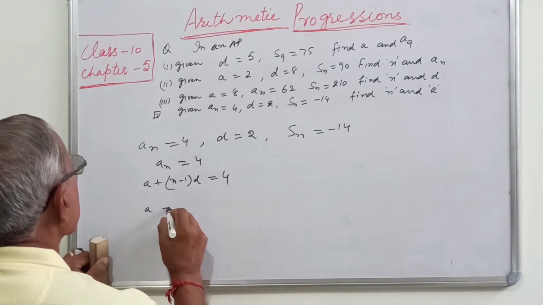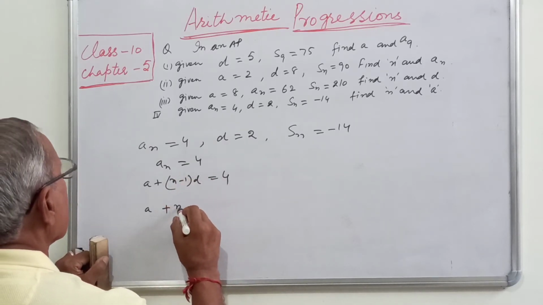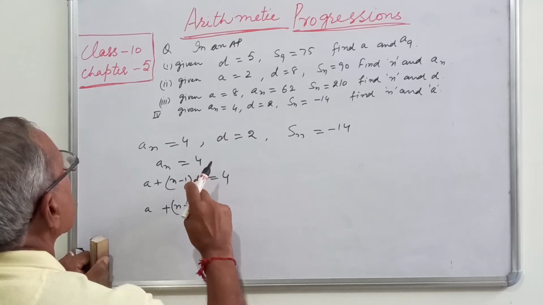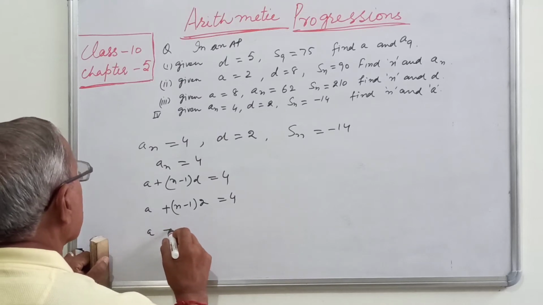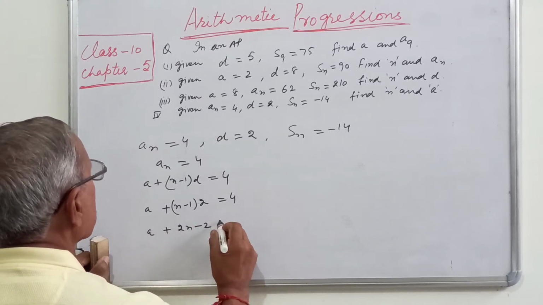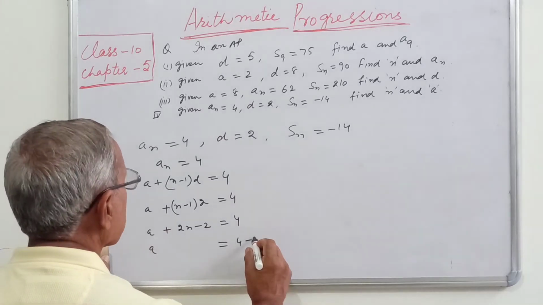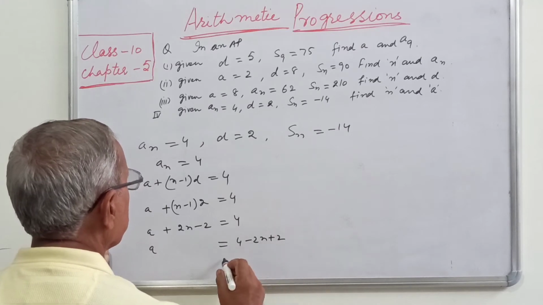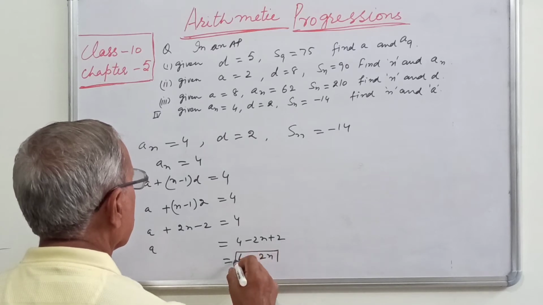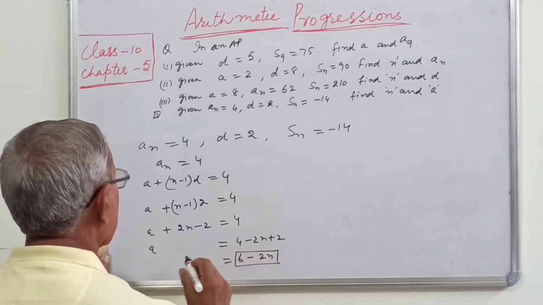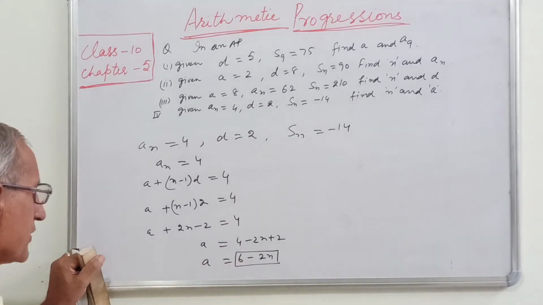So a is equal to, so value of n, d is 2. So a plus 2n minus 2 is equal to 4. So a will be equal to 4 minus 2n plus 2, 6 minus 2n. The value of a here is 6 minus 2n.